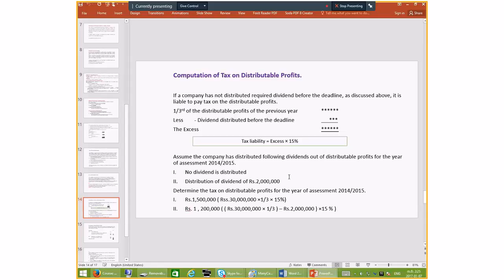Again, in corporate taxation, three types of taxes are involved. One is income tax on the taxable income of the company. Another tax is dividend tax on the dividend distribution, 10% of the dividend distribution. Say if a company made a taxable income of 100 million for year of assessment 2015/16, and the company is taxed at the rate of 28%, they have to pay corporate income tax of 28 million.